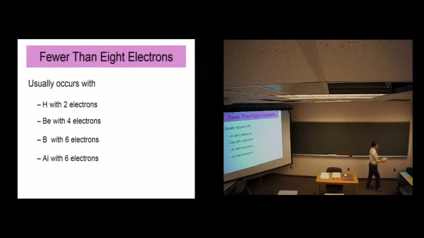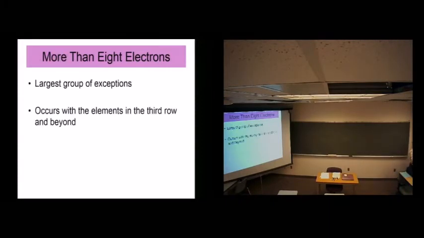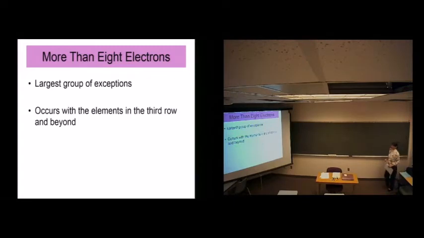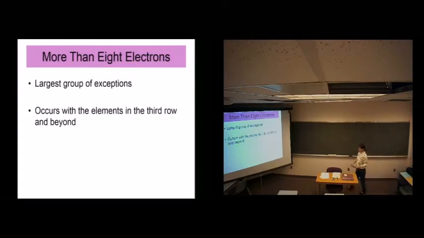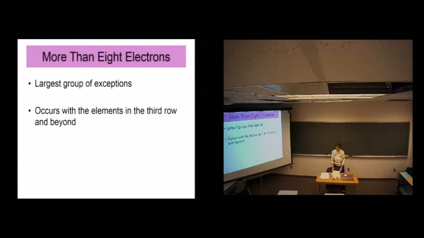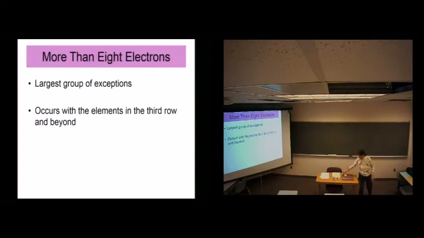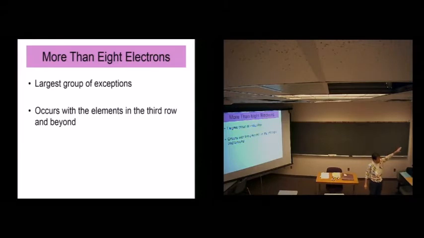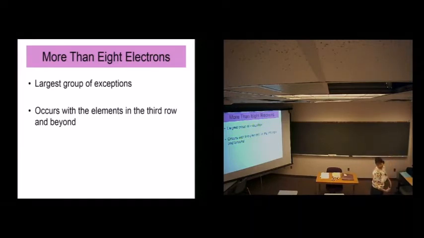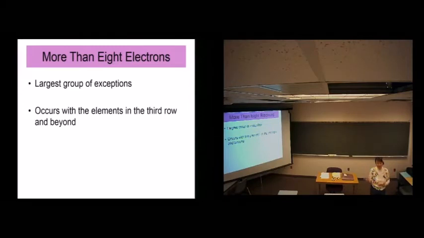And now the next one, which is the biggest example of them all, more than 8. This is the largest group of exceptions. So who can have more than 8? Well, it's the third row. So look where we are on the third row of the periodic table. Starting in the third row, and everybody else on down. So we're like, whoa, that's a lot. There's only a few that have 8 always, right? Okay, so third row on down.